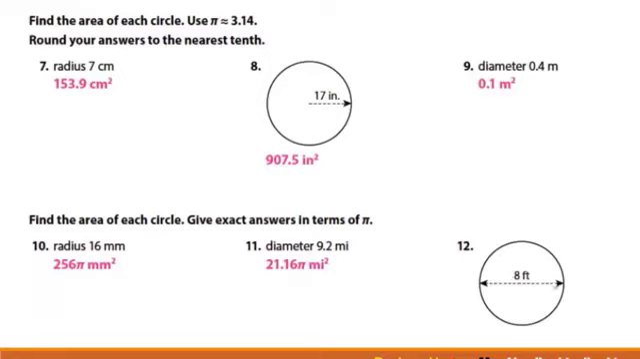Now we're going to something else. The last one, I give you diameter also. This means I have to divide it by 2. So my radius here will be 4. 4 power 2 is 16. 16 pi. So this is my answer.